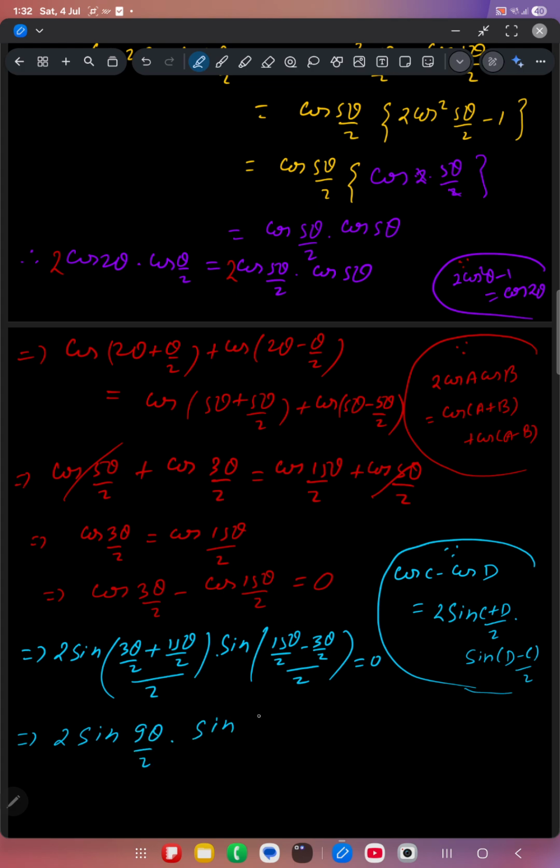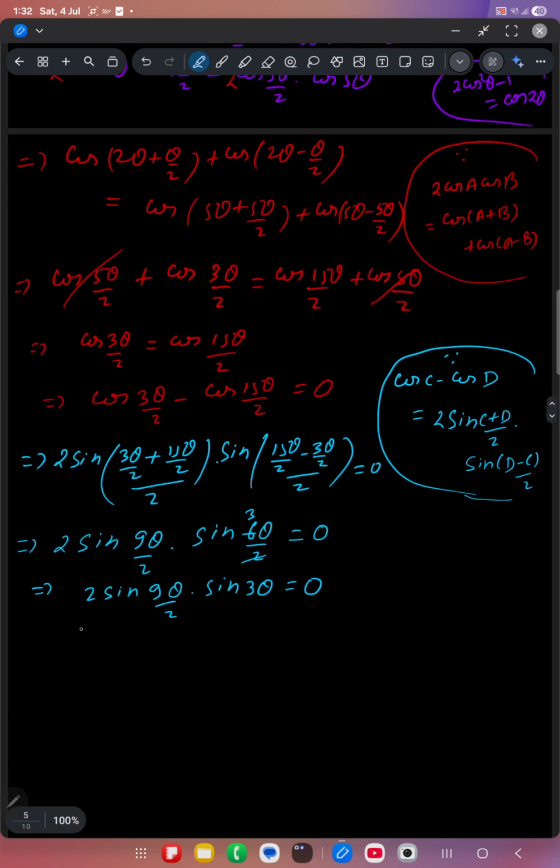Here you will get 15 minus 3, 12, so 6 theta by 2 equal to 0. This will also be cancelled. So we can write like 2 sin 9 theta by 2 into sin 3 theta equal to 0. The 2 will go to the right side, 0 by 2. So sin 9 theta by 2 into sin 3 theta equal to 0.